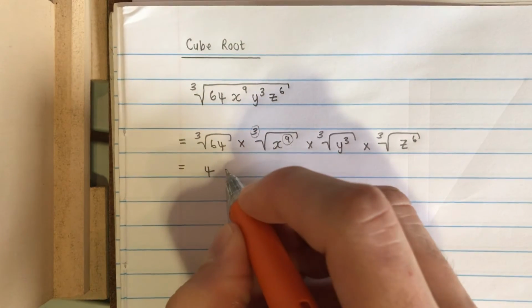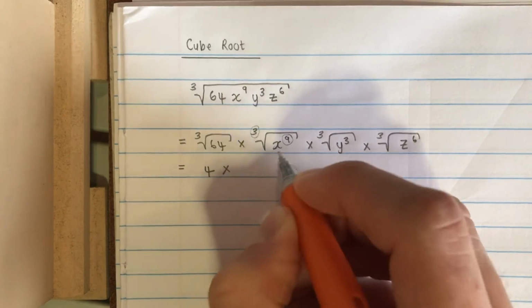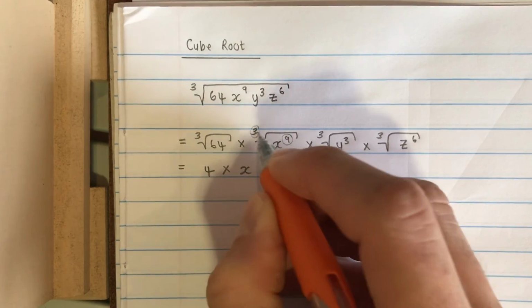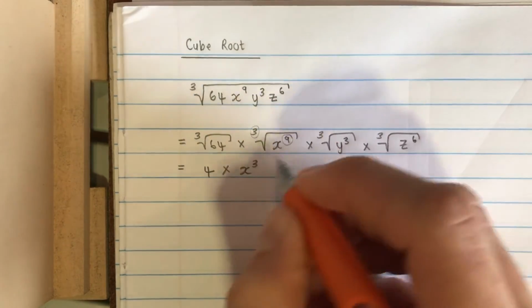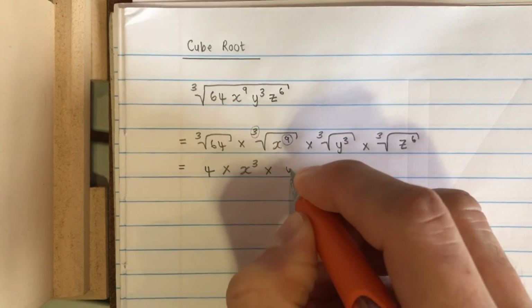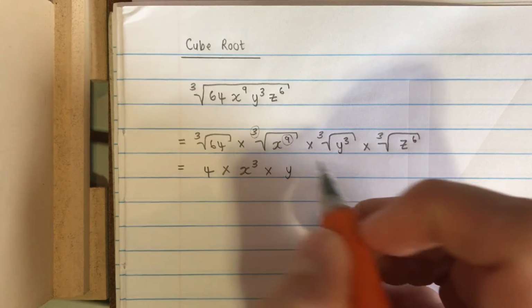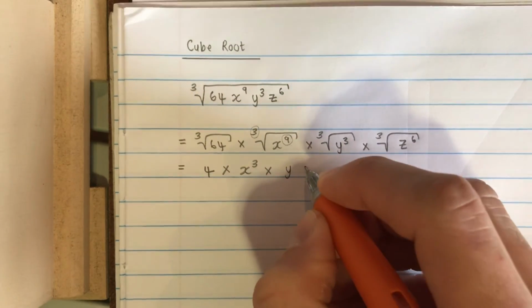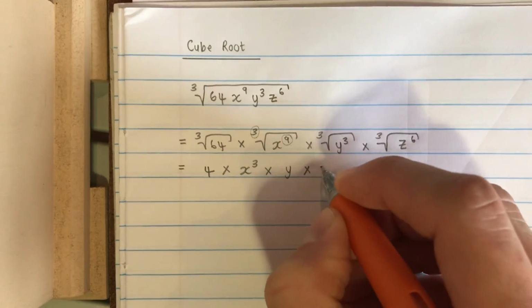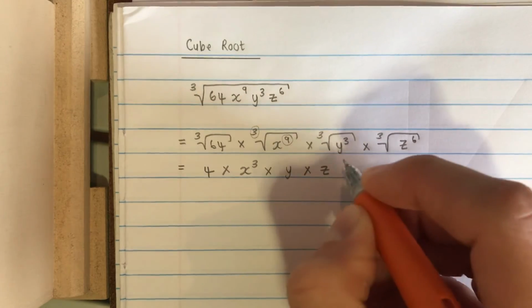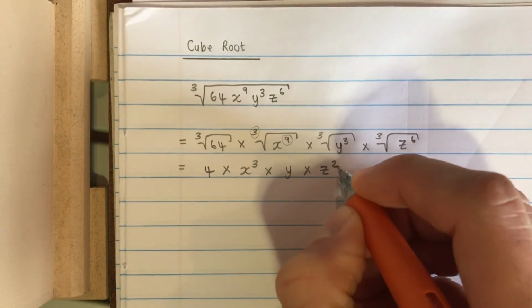Okay? So it will be multiplied with x to the power of 9 divided with 3, which is 3. Multiplied with y to the power of 3 divided by 3, which is 1. But we don't have to write the 1. Okay? And then multiplied with z to the power of 6 divided with 3, that will give us 2.